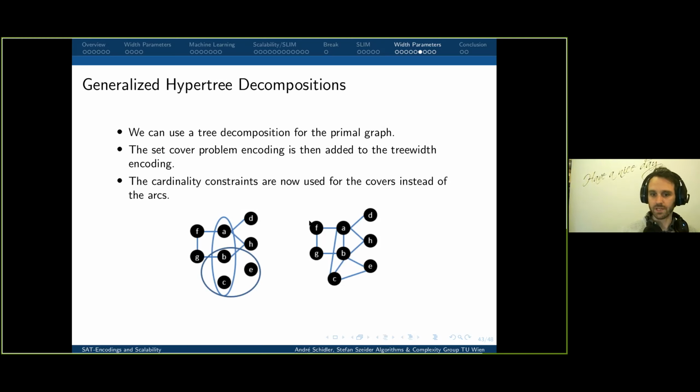So okay, for this we already have an encoding for the tree width. Easy. Now we have to encode the set cover problem that we just add to the tree width encoding, and finally we just add cardinality constraints for the set covers instead of the arcs, because the number of hyperedges in the covers is actually what determines the width of the generalized hypertree decomposition, not anymore the size of the bags.